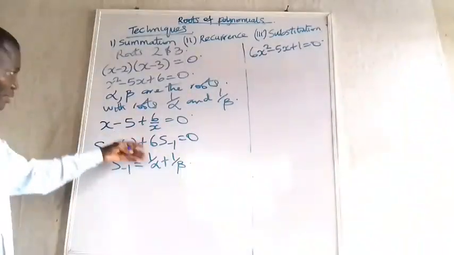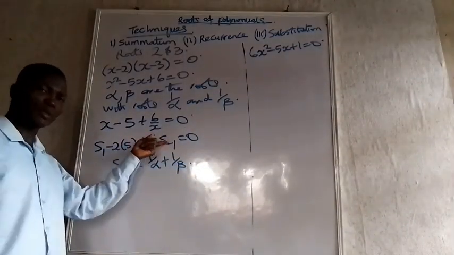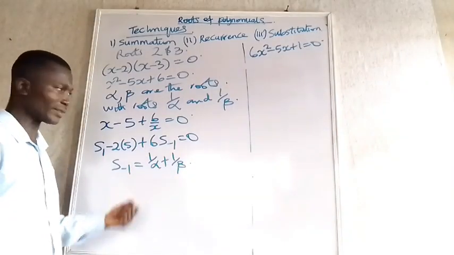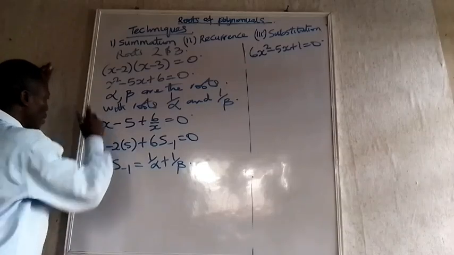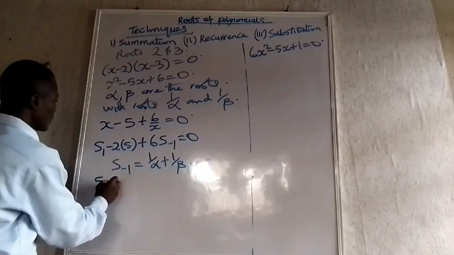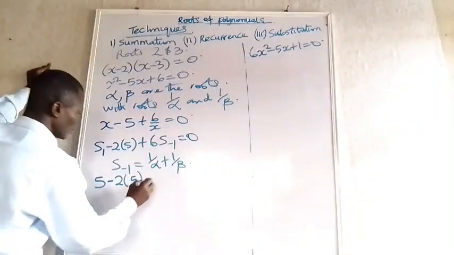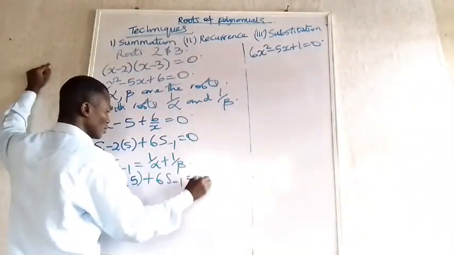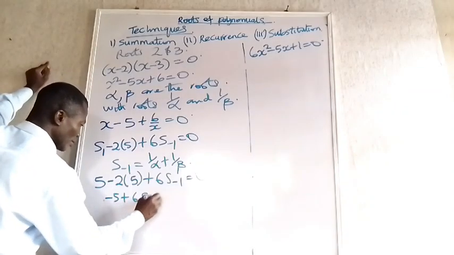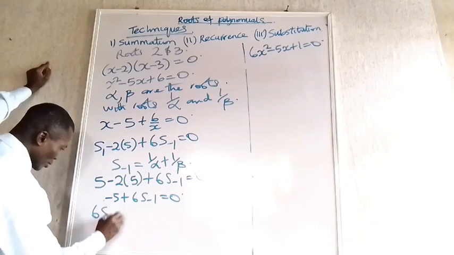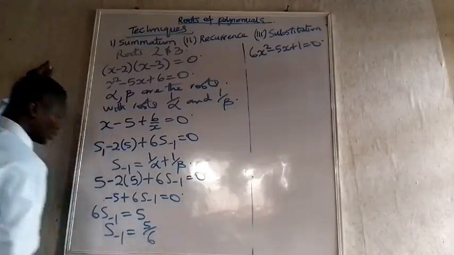When you do this thing, try it. Do it over and over, you see what you get. And we know what s1 is, but we don't know what s minus 1 is. And that's what we are going to find now. S1 is minus minus 5 over 1, and that is 5. So 5 minus 5 times 2 plus 6s minus 1 equals 0. So this is going to give us minus 5 plus 6s minus 1 equals 0. So 6s minus 1 is equal to 5. So s minus 1 is equal to 5 over 6. So this is the sum of the roots.